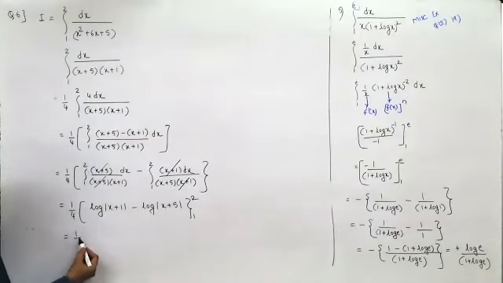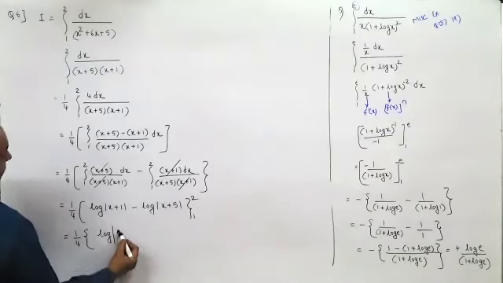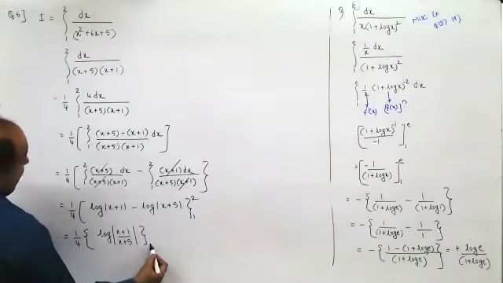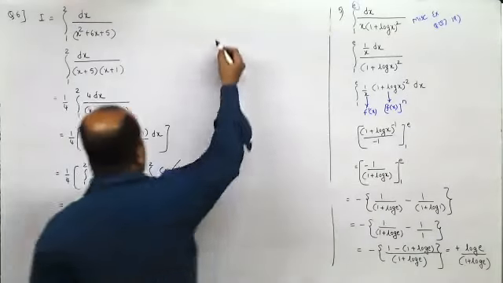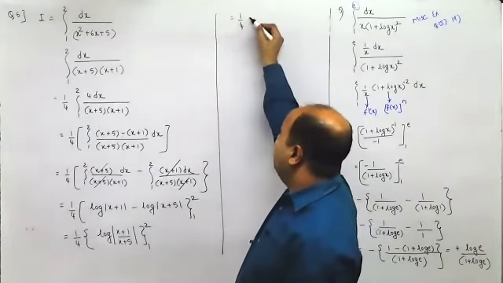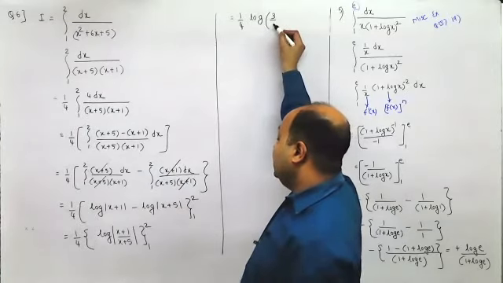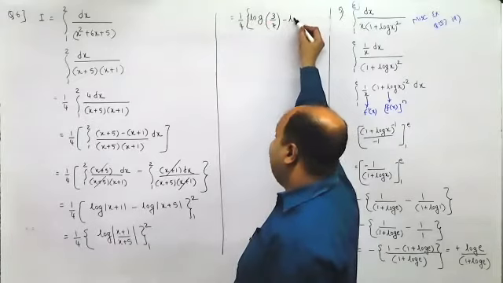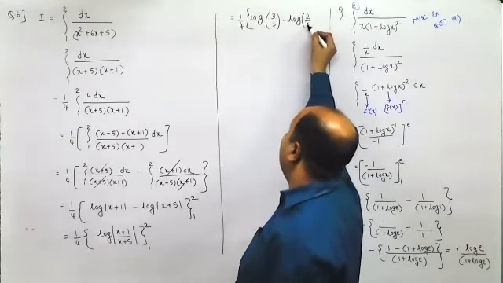First, I'll take this as 1 upon 4. I'll write this as log a upon b. So remember, this is not log a upon log b, it is log a upon b. Now, when I substitute the upper limit first, I'll get 1 upon 4 into log of 2 plus 1, 3 upon 2 plus 5, 7, minus, when I take the lower limit, I'll get log 2 upon 6.